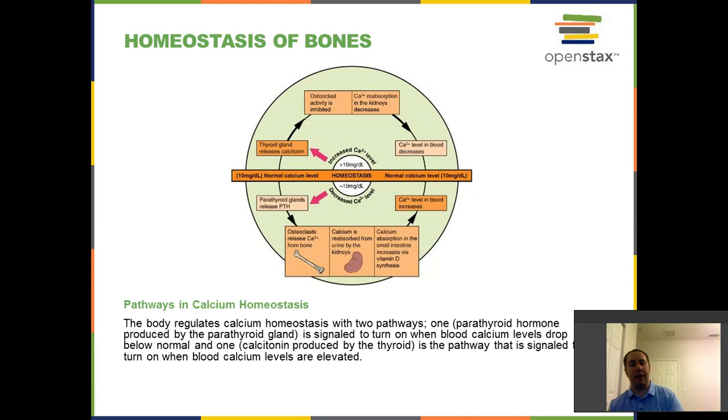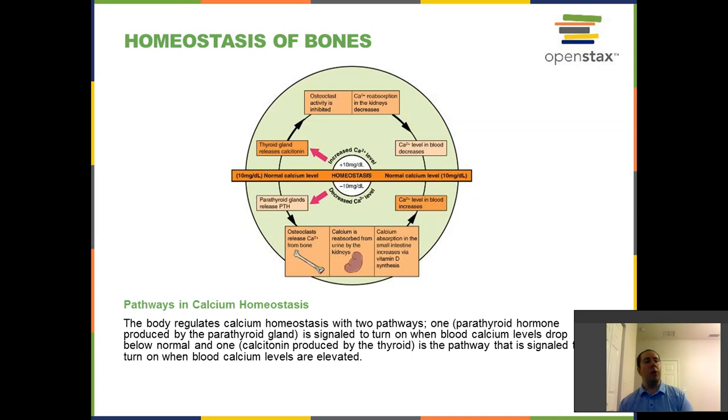So I think, yeah, this is our last slide. This is that mechanism of maintaining calcium levels in the body. There is an equal mechanism for maintaining phosphorus in our body. We're not going to learn about it though, but it works basically the same.